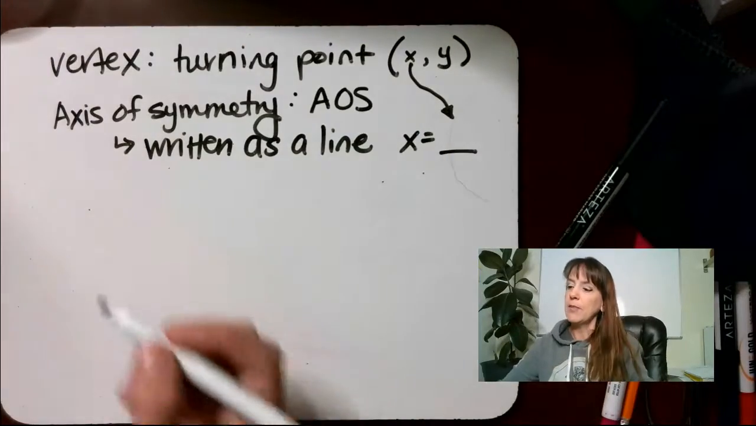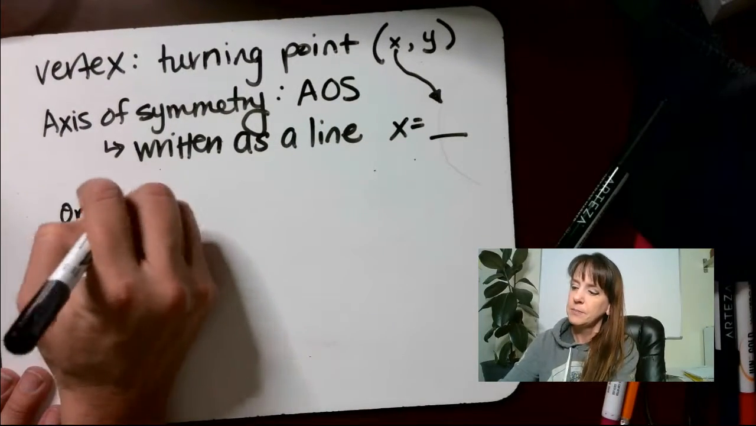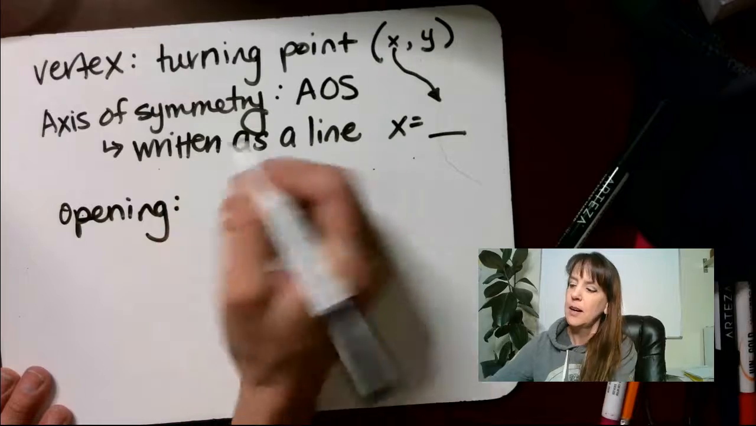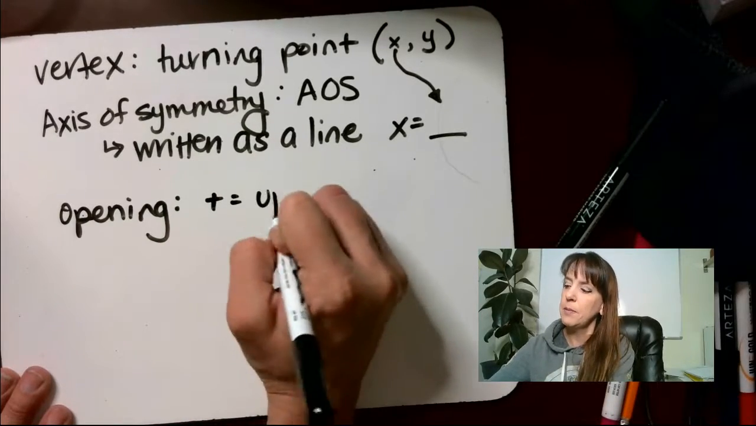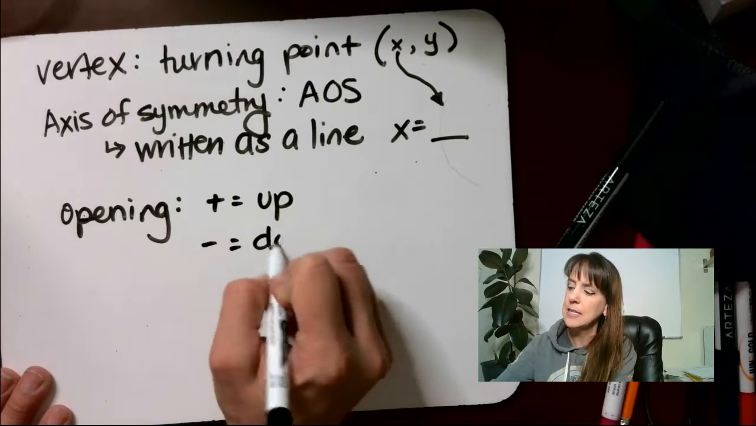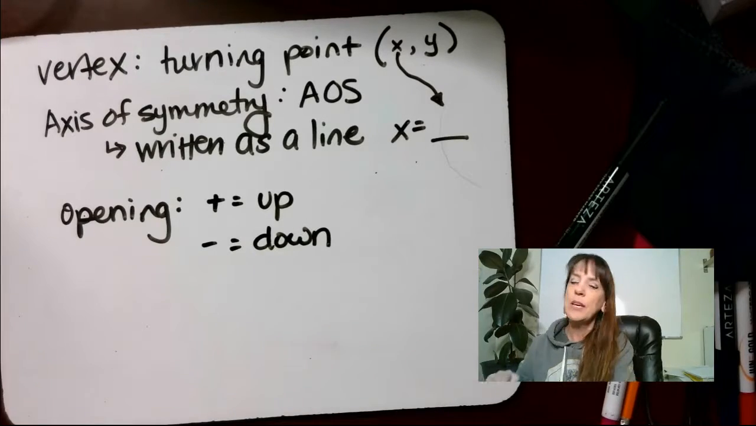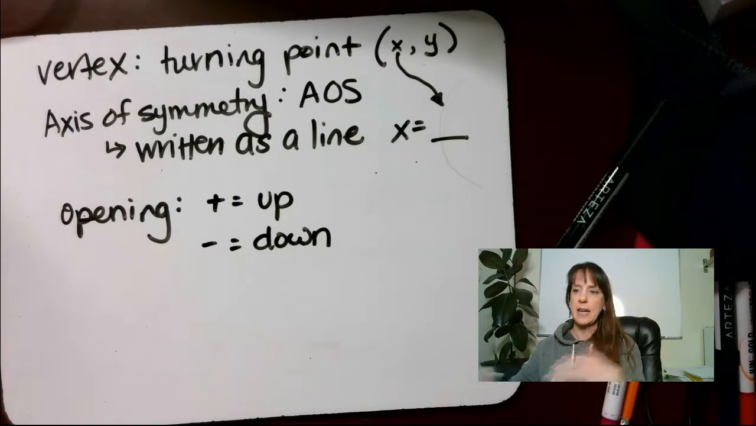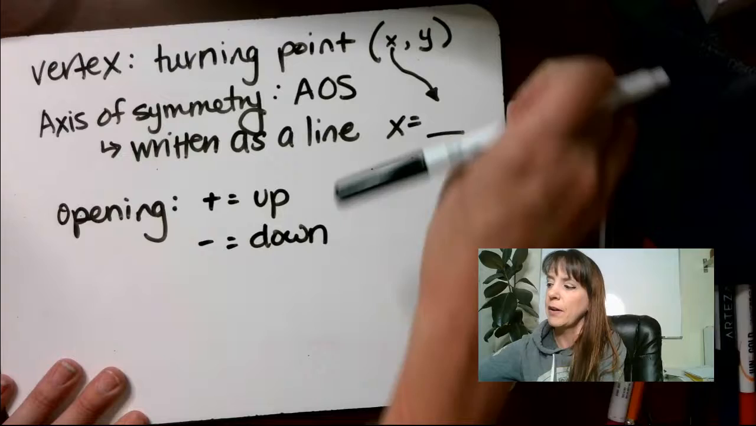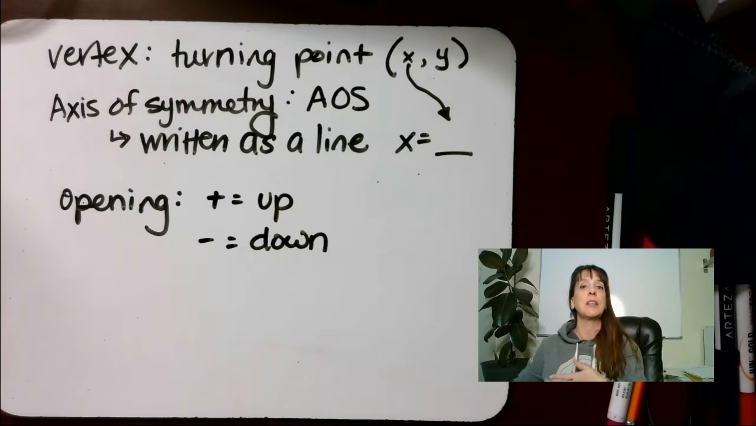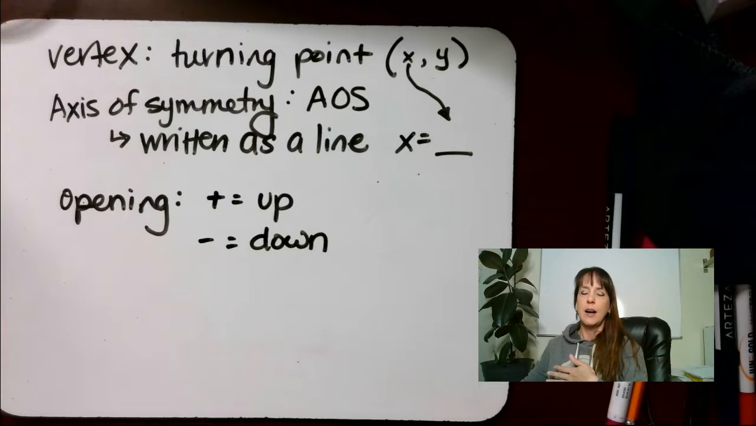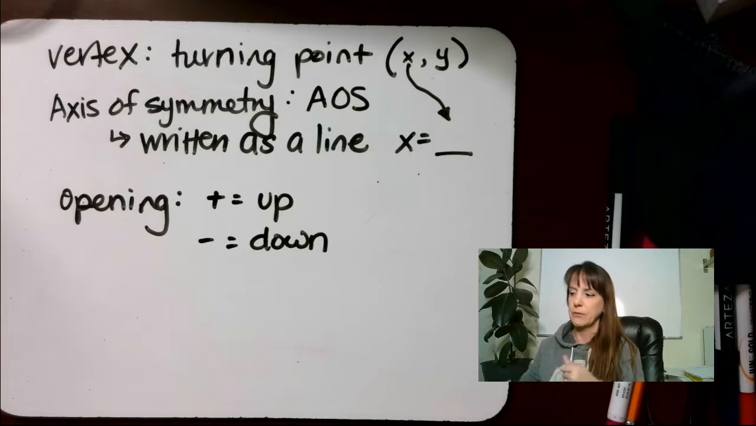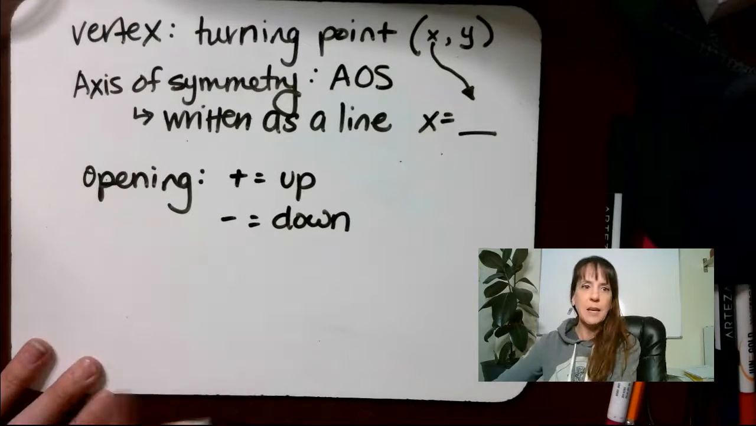Now, the other part of it is opening, positive equals up, negative equals down. So we can tell if something is opening up or down based upon the negative or the positive that's at the very front of our quadratic function, right? So that's going to be important as well.